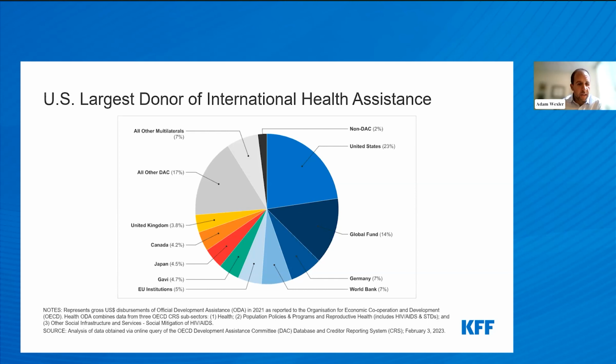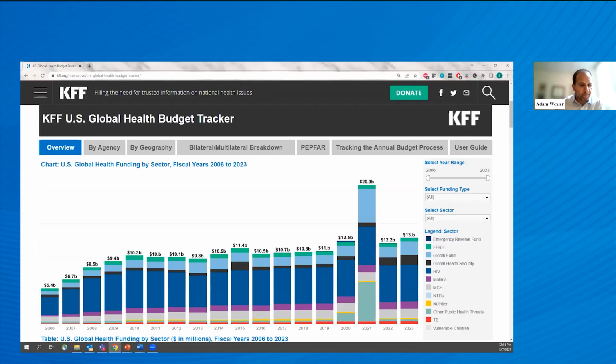If possible, I'd like to actually get to another question that came in prior to the event, and that was, how do you account for regional and global funding? And for that, I'd like to pose that question to Anna.